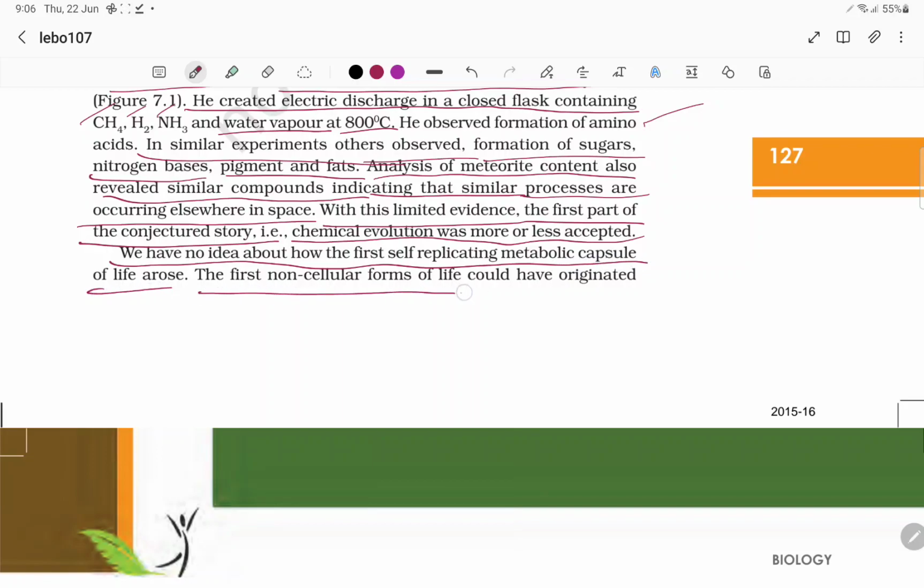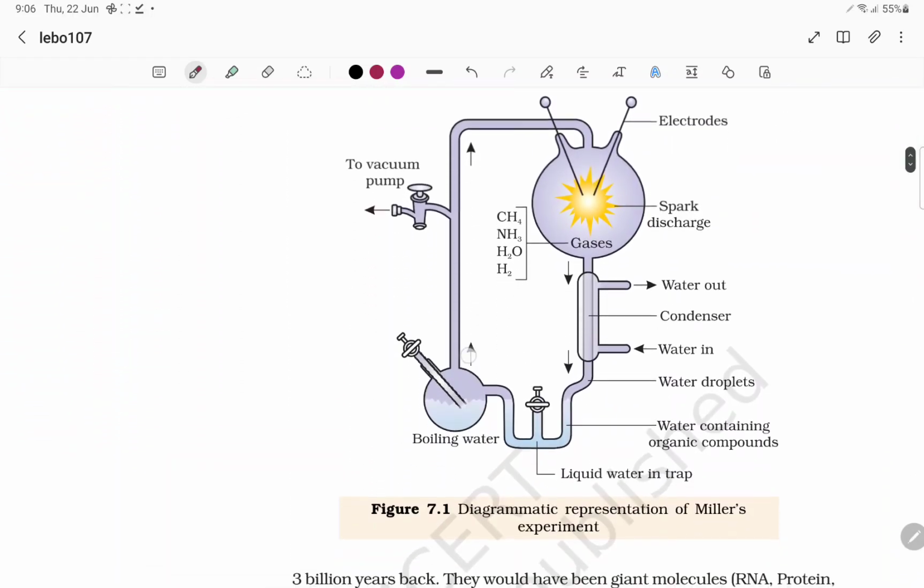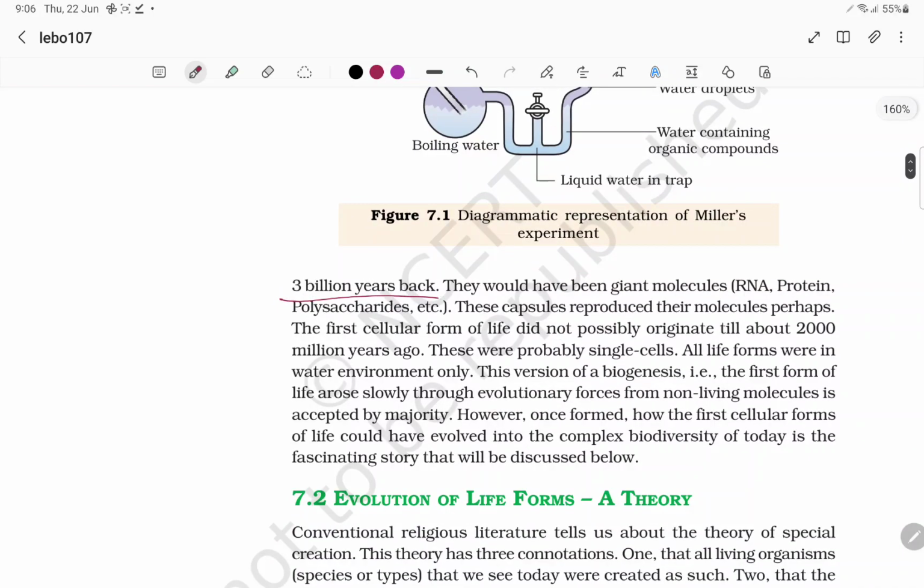The first non-cellular forms of life could have originated some 3 billion years ago. So they would have been giant molecules: RNA, protein, polysaccharide, etc. These capsules reproduced their molecules. Perhaps the first cellular form of life did not originate till about 2000 million years ago. This was probably a single cell. All the life forms were in the water environment only.